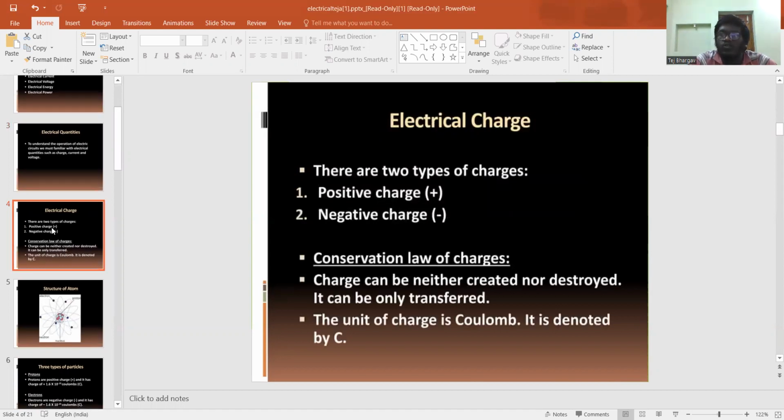Electrical charge. There are two types of charges, positive charge and negative charge. Conservation laws of charges: charges can be neither created nor destroyed. They can only be transformed from one body to another body. The unit of charge is coulomb.